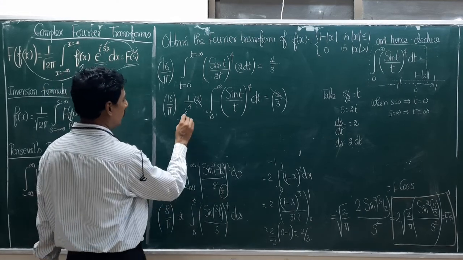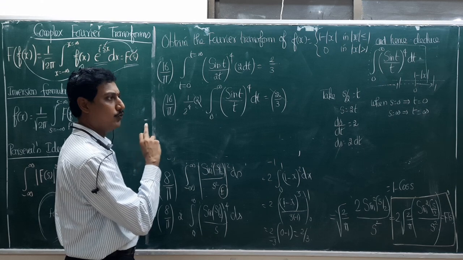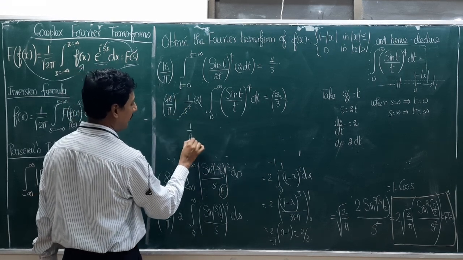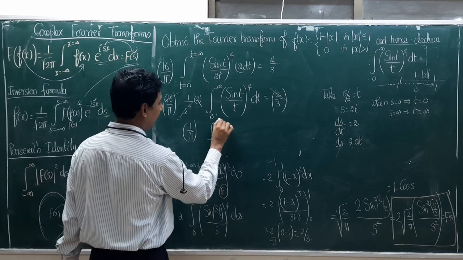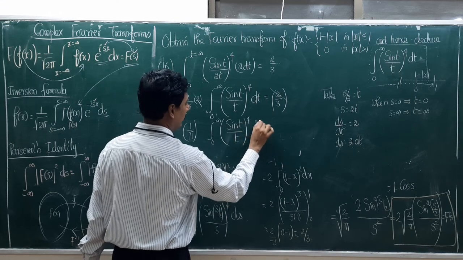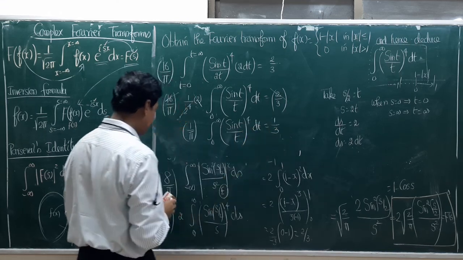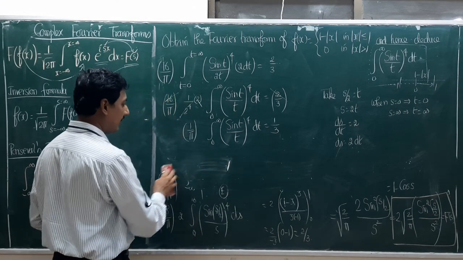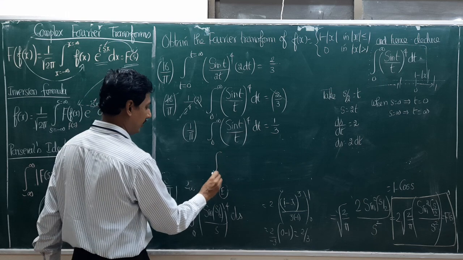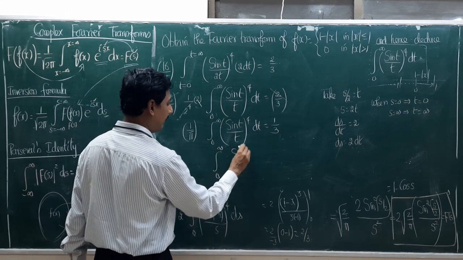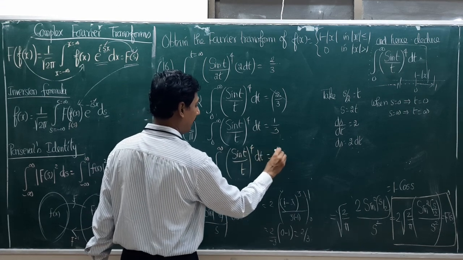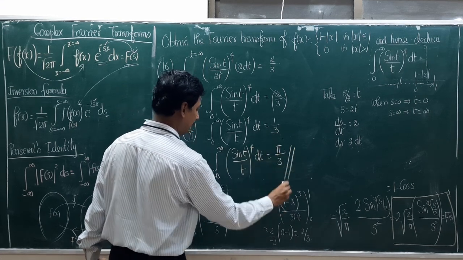Then what about the other one? The other one is 2 power 4, which is 16. We can cancel the 16. So on the left hand side we have only 1 by pi times the integral 0 to infinity of sine t by t whole power 4 dt, equal to 1 by 3. Cross multiplying the 1 by pi to the other side, we get integral 0 to infinity sine t by t whole power 4 dt is equal to pi by 3. That's it. This is the answer.